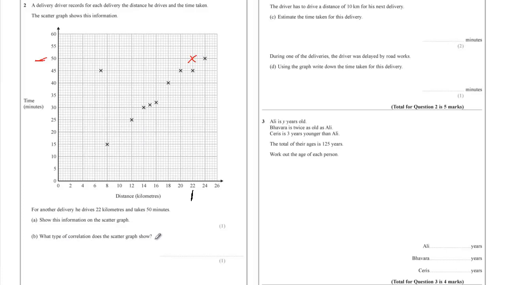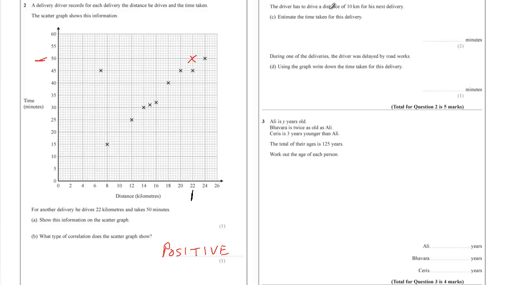What type of correlation does the scatter graph show? Well, as we go along to the right, it's rising. So that's known as a positive correlation. It's linear as well, but I think all they need is positive. And we have part C.